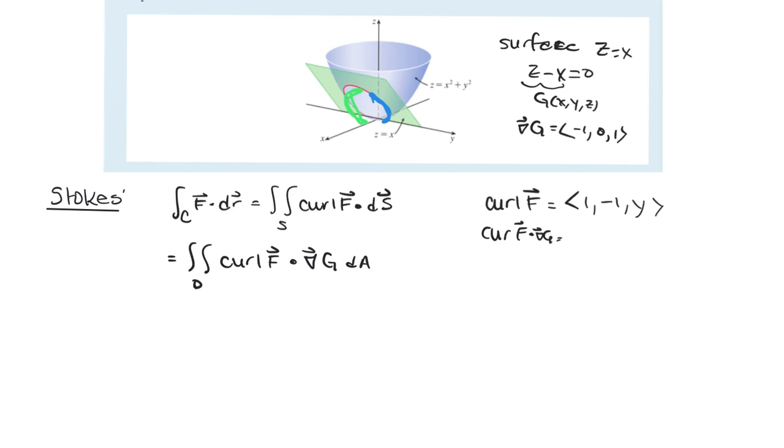is, what is that, -1 plus y. So we just have to get the double integral of -1 plus y dA. That looks easier. What is our D though? That's probably the hardest part of this problem, is what is D?